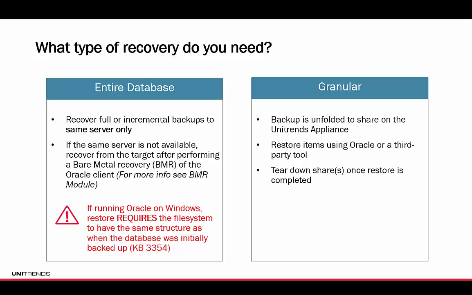When you look at granular recovery, the backup is unfolded to a share on the Unitrends appliance. We learned that in the Oracle backup module. So you restore items using Oracle or any third-party tool from that share. You can mount it right off the appliance and point RMAN or any kind of third-party tool to that share, and you can restore any itemized content that tool allows you to recover. You just have to make sure you tear down that share once it's done, because it does use some resources on the appliance to keep that share open for you.